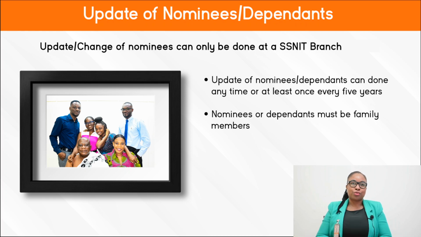Let me give you an example. Today I am single. Tomorrow I marry and I give birth. I don't have to wait for 5 years to update my beneficiaries. When I married, I added my husband's name to my beneficiaries last year. And then this year, I have a child. Because the law says at least once every 5 years, one out there would think, why are you going to the SSNIT office to do this year when you just went there last year? Why don't you wait for the next 5 years? No, my son's name must be added to my beneficiary list as soon as the child is born.